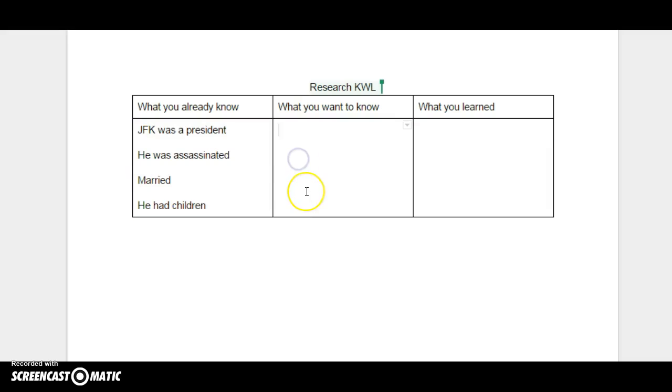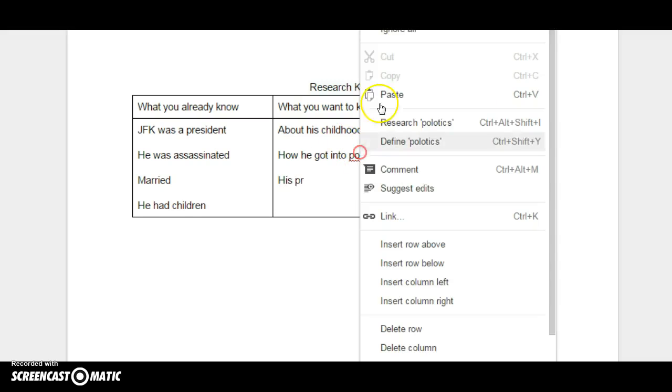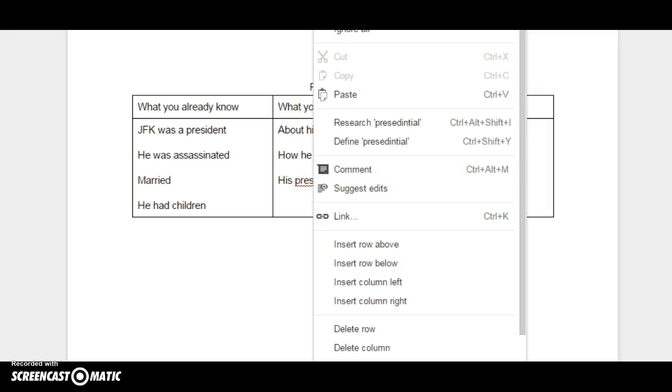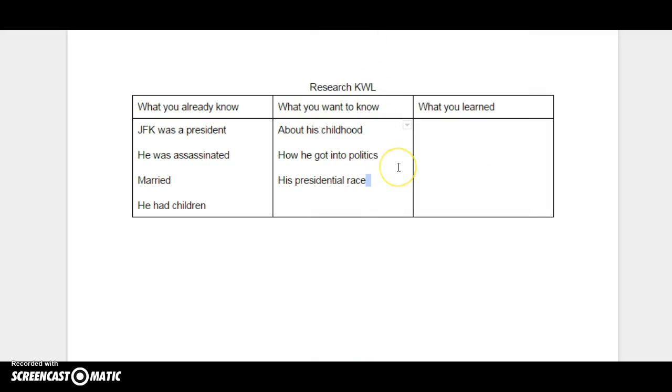Now, what do you want to know about JFK? Well, I want to know about his childhood. I want to know about how he got into politics, his presidential race. Thank you, spell check. His presidential race.